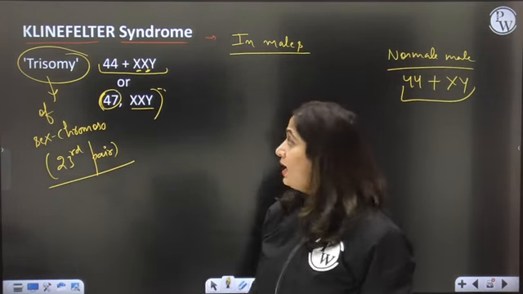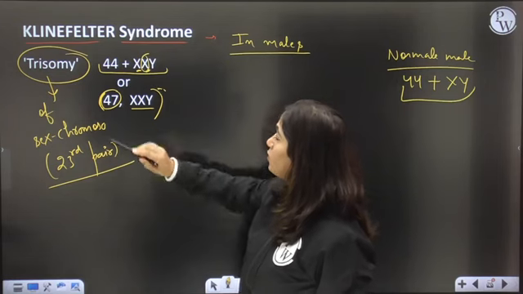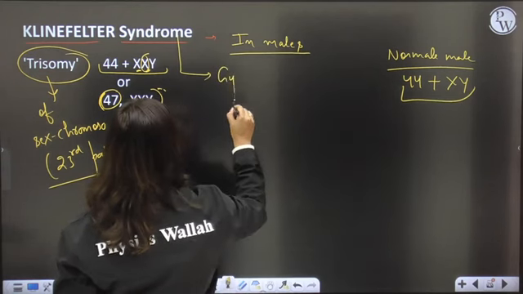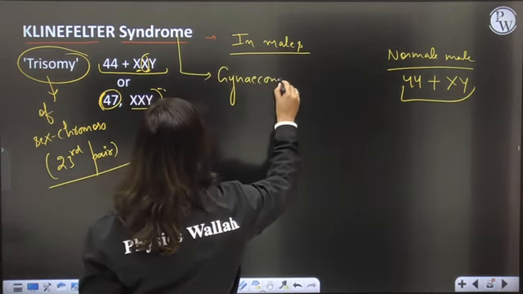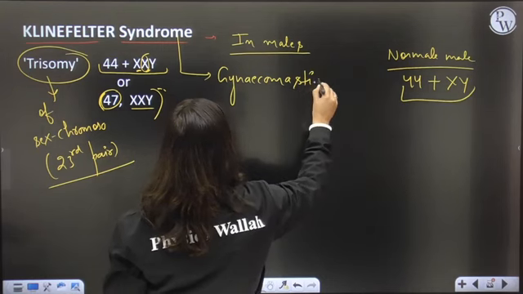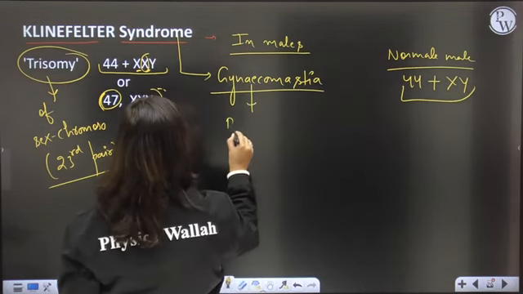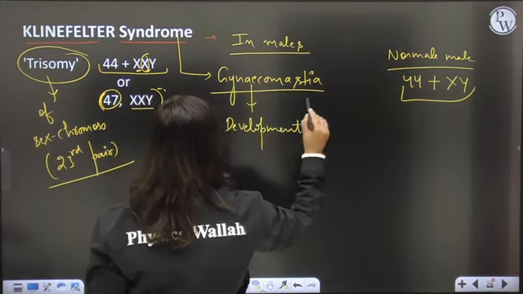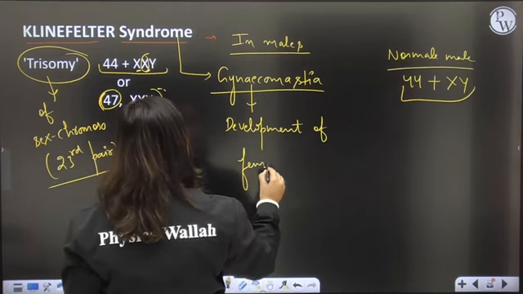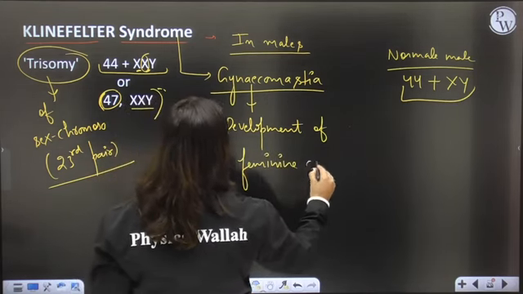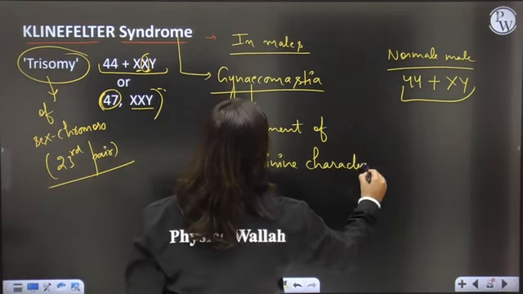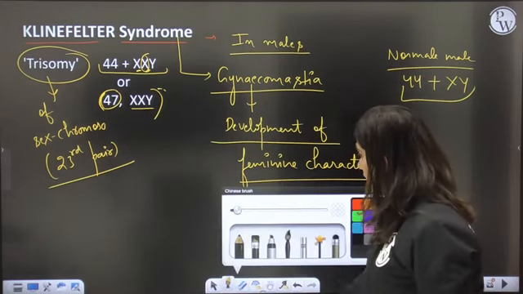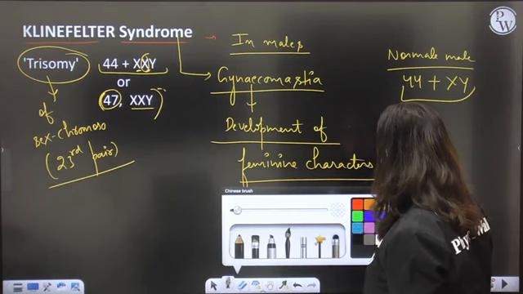Okay. Now, because of this extra X chromosome in the individuals, what happens? There is a condition called gynecomastia. Gynecomastia is development of feminine characters, that is development of breasts and other things. So in these kinds of males, there are feminine characters present because of the extra X chromosome. And what is the reason behind it? There can be two reasons.